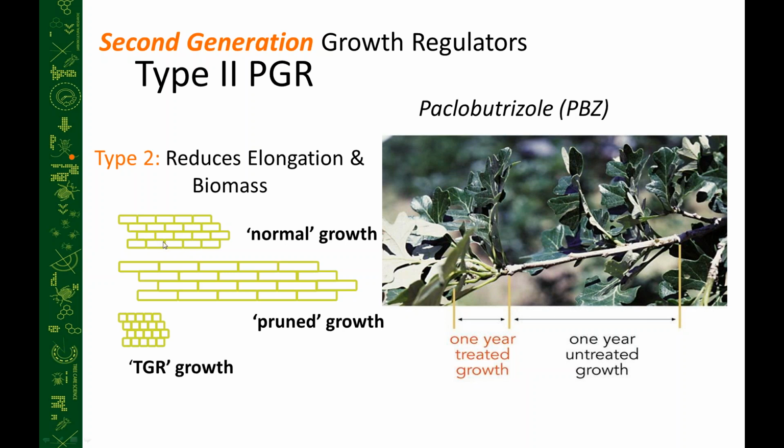And so if we see our diagram here, if we look at normal growth compared to growth that a tree growth regulator was applied to, we just have cells that are smaller. So the plant is still growing. It's still producing the same amount of cells, same amount of leaves, flowers, what have you. It's just that internodal growth, that space in between nodes, is not getting as large.